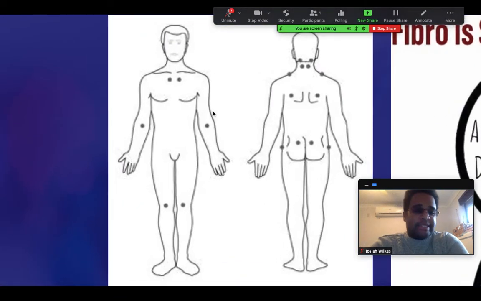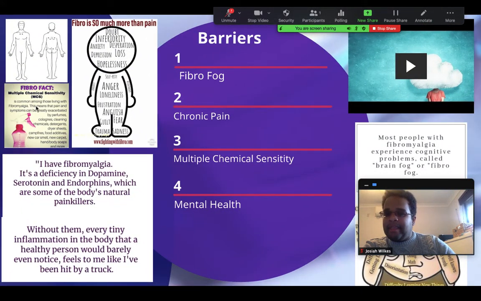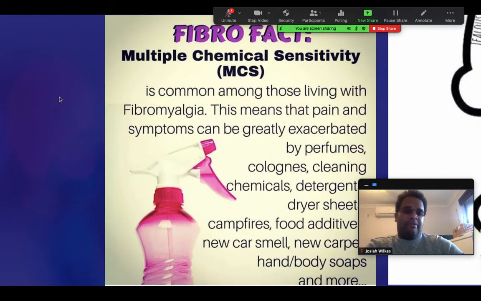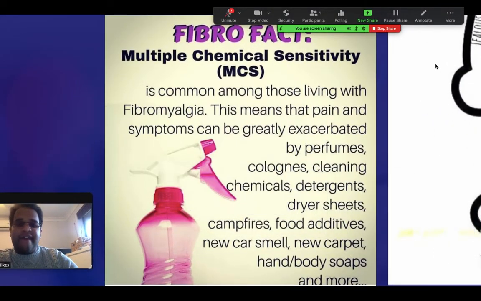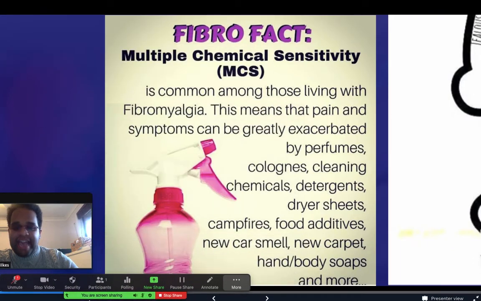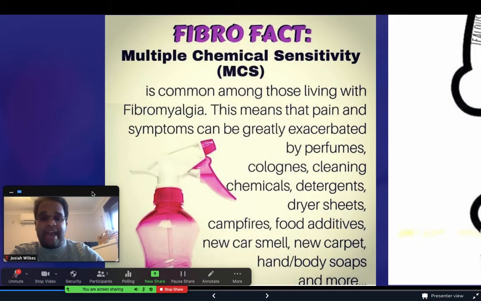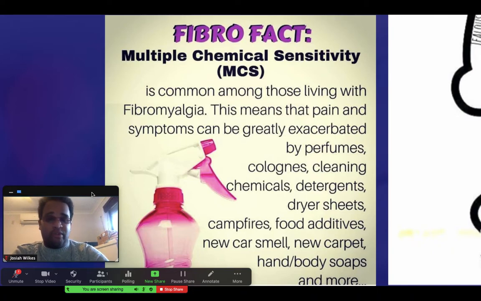Fibromyalgia is characterized by a thing called pressure points across the body. So on the body, there are 18 different points where people with fibromyalgia experience more pain than people without fibromyalgia. Another fact about fibromyalgia is that it can be caused, triggered, or made worse by a thing called multiple chemical sensitivity. Multiple chemical sensitivity is common among those with fibromyalgia.